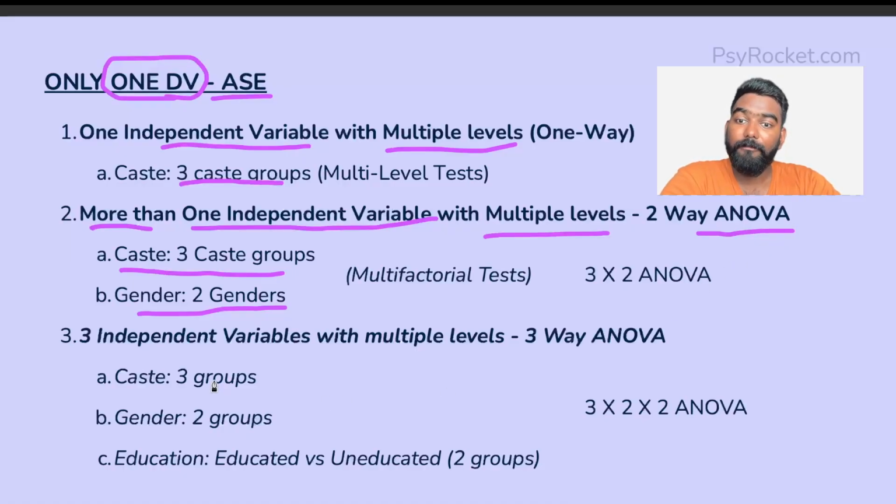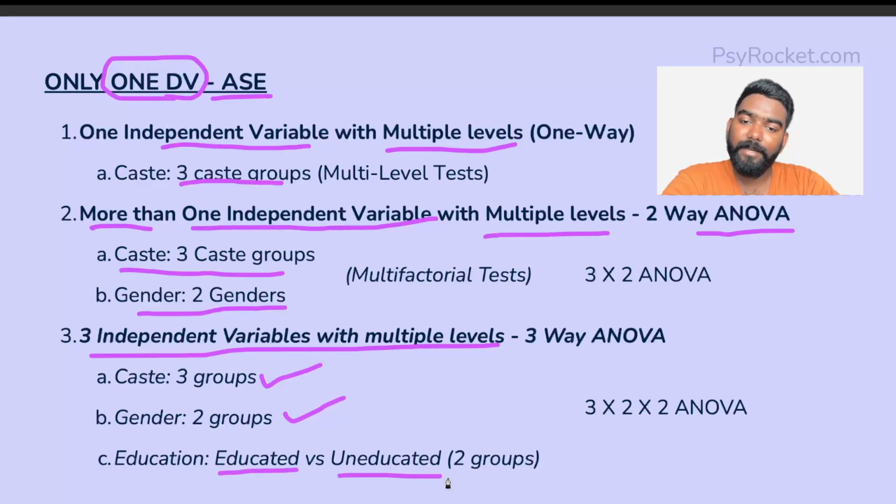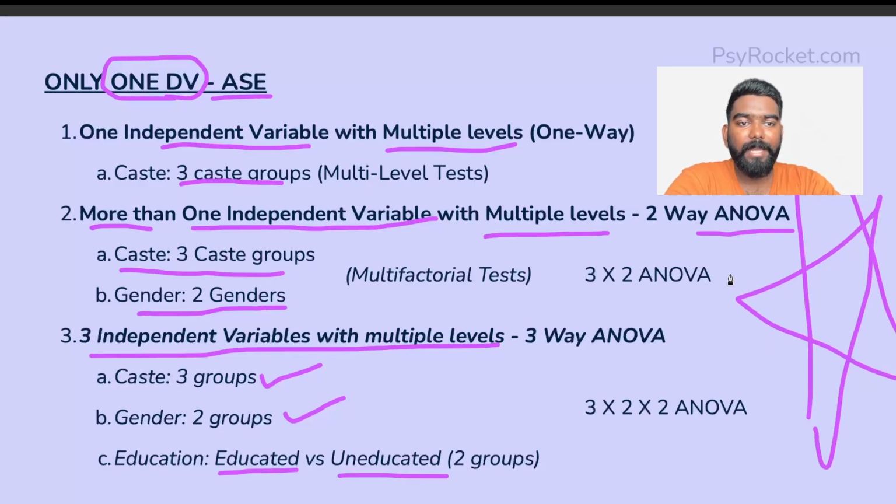I will explain it. Suppose there are more than two independent variables also. Suppose there are three independent variables with multiple levels. I want to see the difference between caste groups, I also want to see the difference between genders, and I also want to see within educated caste groups or educated genders, or within uneducated caste groups and uneducated genders. So in all of these cases we will use something called ANOVA, analysis of variance.